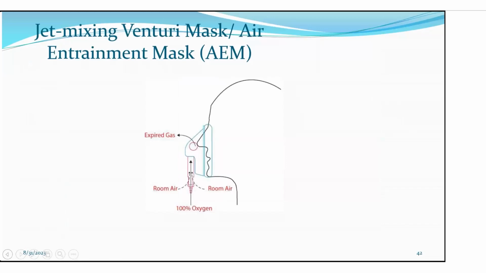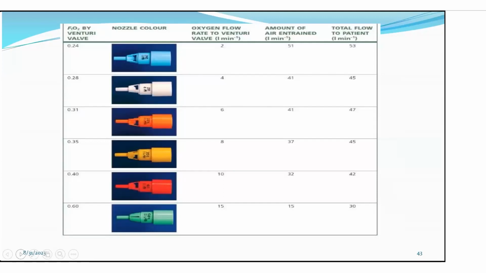This is the entrainment mask, the Venturi mask. That is how it looks. The different Venturi masks come in different colors, and every color represents a percentage of oxygen. So if you look at the blue, the white, the orange, the yellow, the red, and the green, they have different percentages of oxygen.